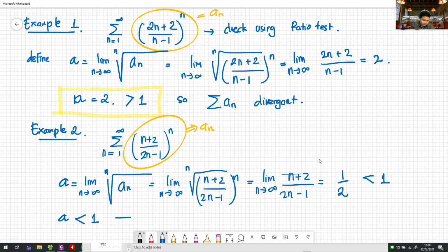What can we conclude? So convergent, the limit and convergence.